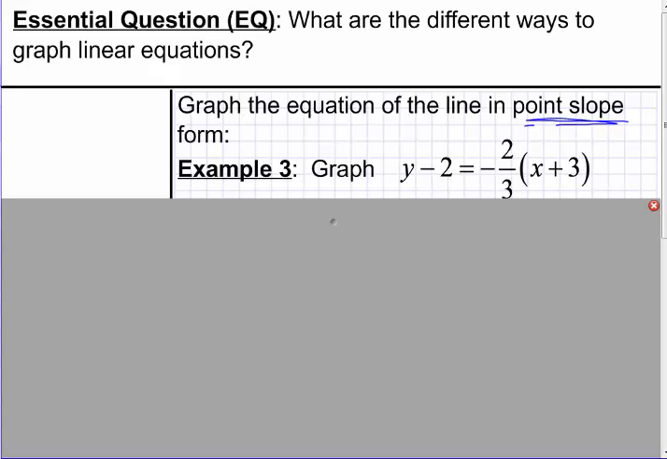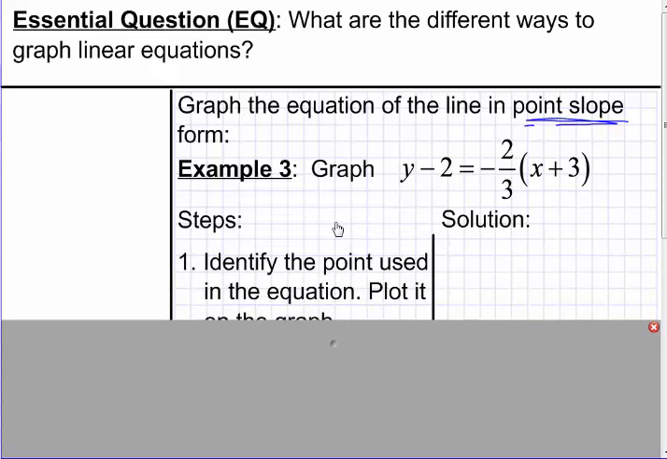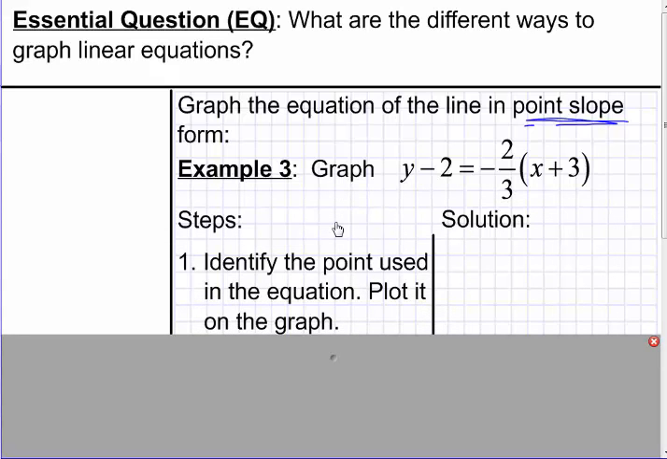Okay, so continuing from the previous lesson with graphing, we graphed with slope-intercept, we graphed with x and y intercepts, and now we're going to learn how to use the point-slope form to get a graph. So in point-slope form, first thing you want to do is identify the point that is used in the equation. Okay? You want to identify the point.